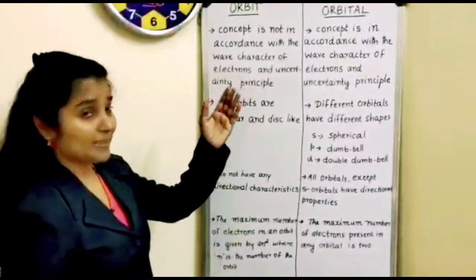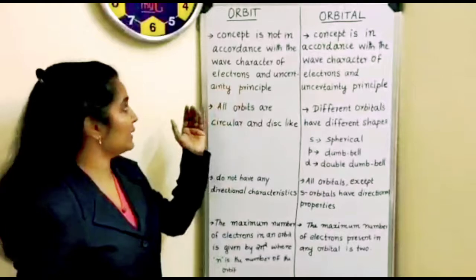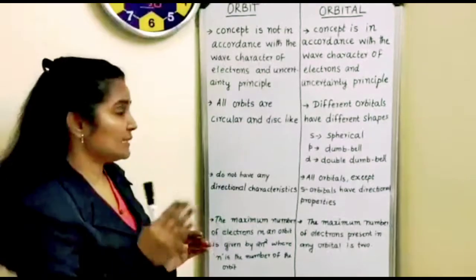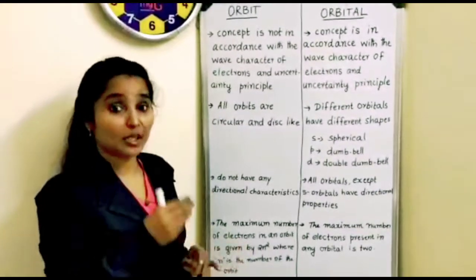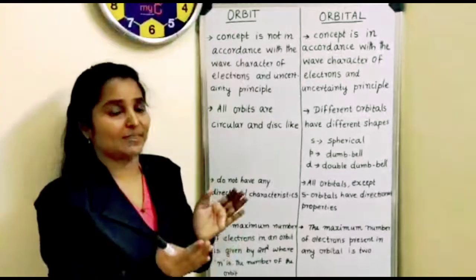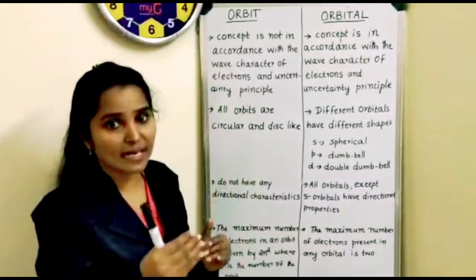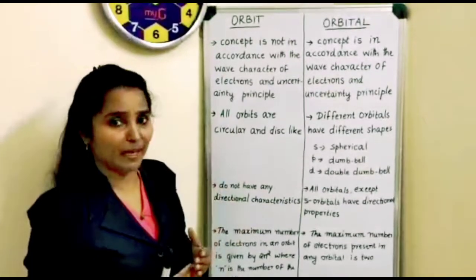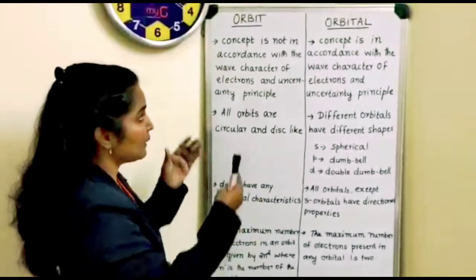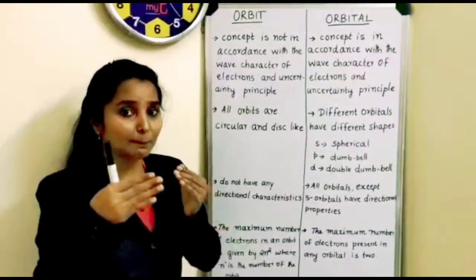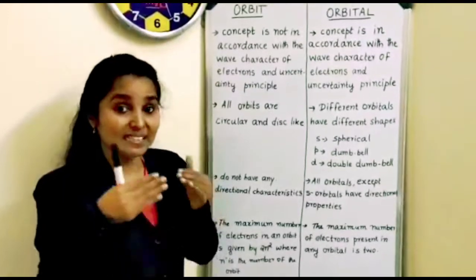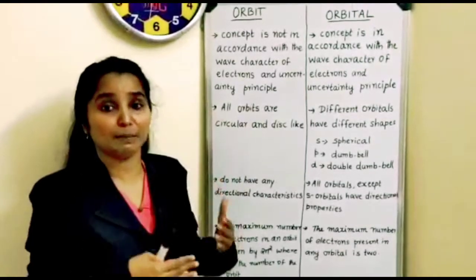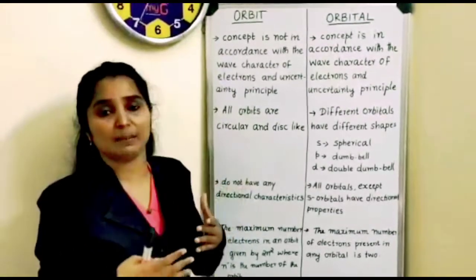The concept of orbit is not in accordance with the wave character of electrons and the uncertainty principle. We have already come across this. The uncertainty principle and the dual nature of matter questioned the concept of orbit in Bohr's atom model, because it was only relying upon the particle nature of the electron. As we know, the momentum and the position of a moving electron cannot be determined simultaneously. So, this orbit considers both the position and momentum at the same time.